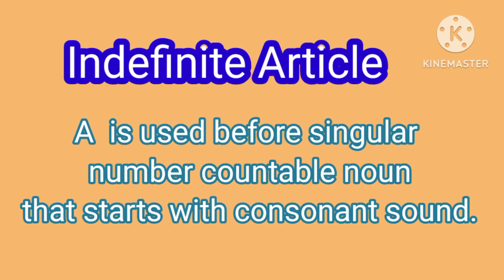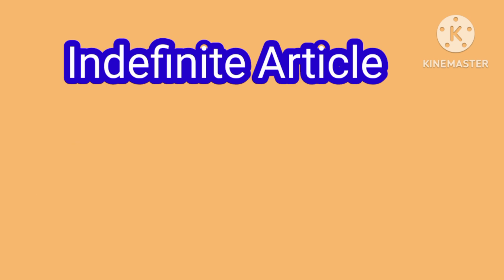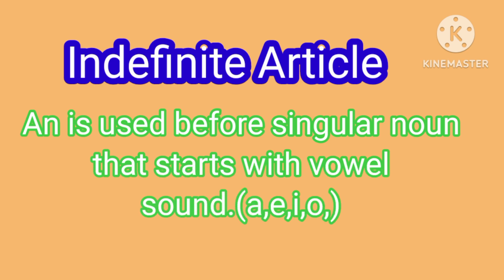In conclusion, we can say article a is used before a singular countable noun that starts with consonant sound. An is used before a singular noun that starts with vowel sound like a, e, i, o, u.